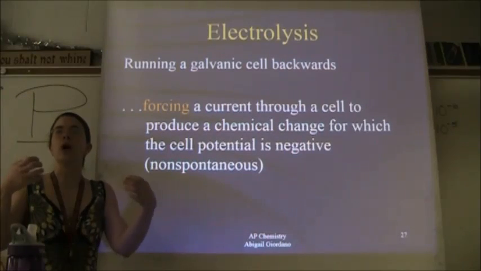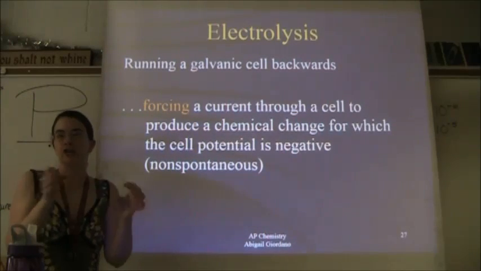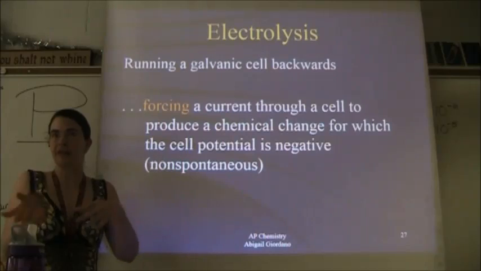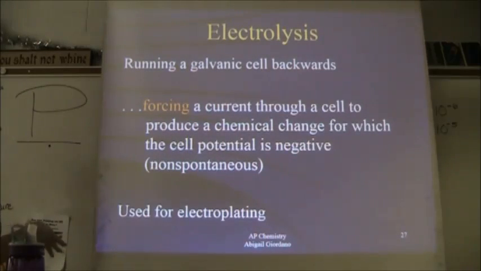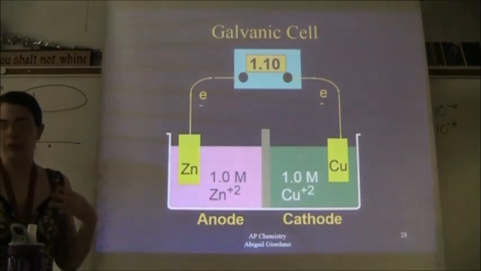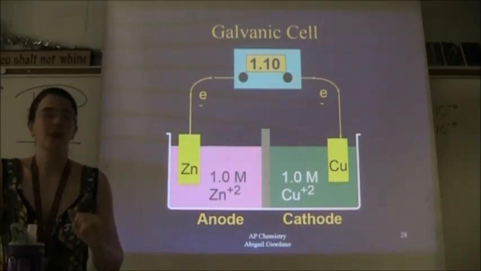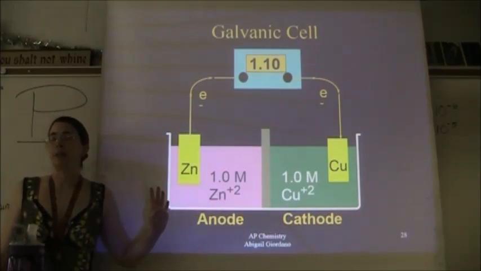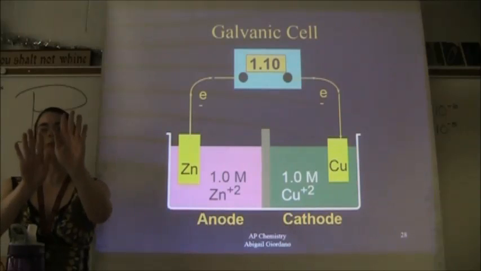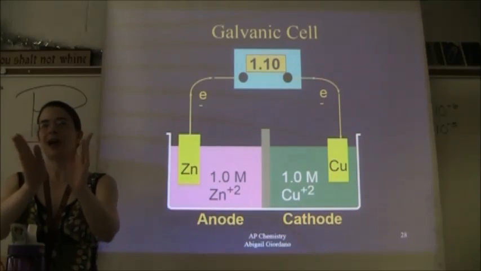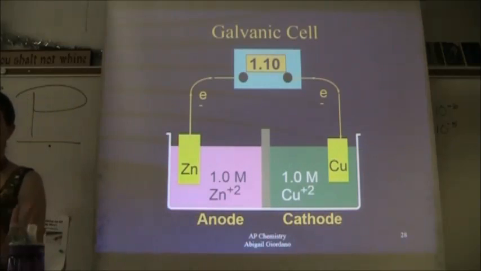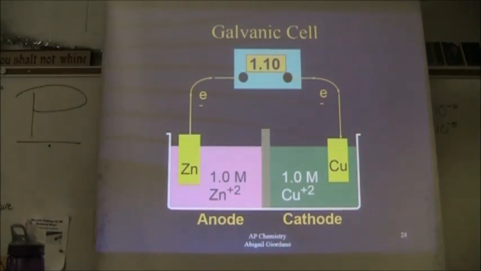Well, what if you want the other electrode to be the one gaining mass? Then you have to run your cell backwards. Okay, so we're going to play a little game here. How many of you like these puzzles where you have two pictures side by side and you have to find the differences between them? I love those.